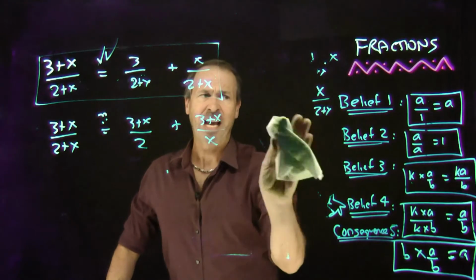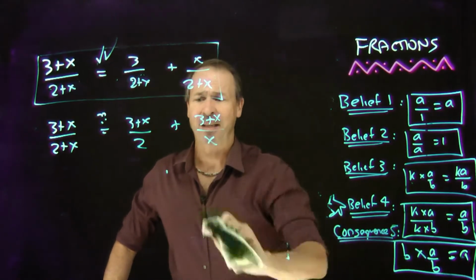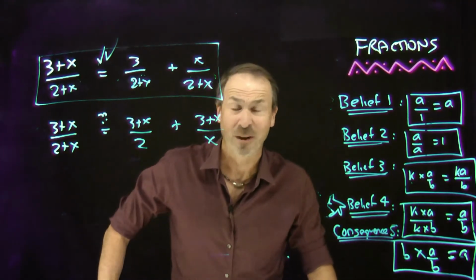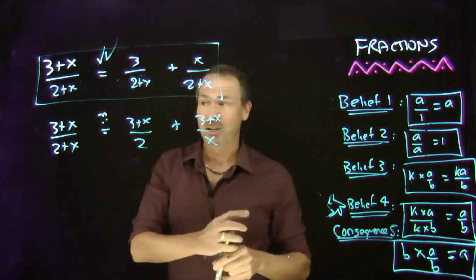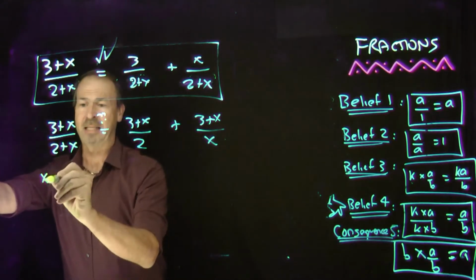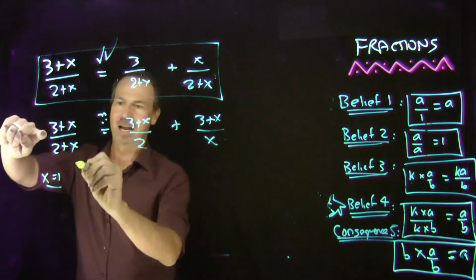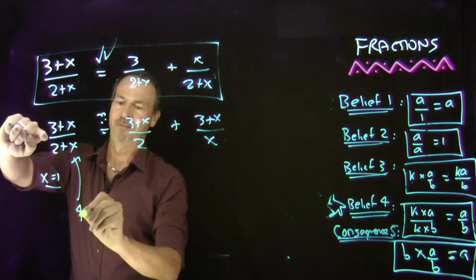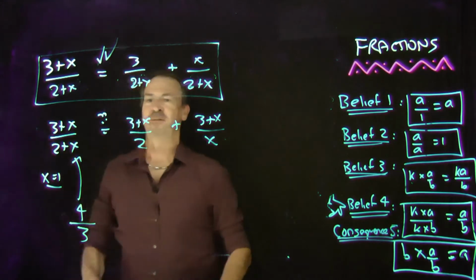Maybe we should just check it. And people forget in algebra class, x can actually be a number if you like. I'm going to let x be a number and see if it's true. I'm going to choose a pretty easy number. I'll choose x equals 1. Then the left side would be 3 plus 1, 4, over 2 plus 1, 3. The left-hand side is 4/3.